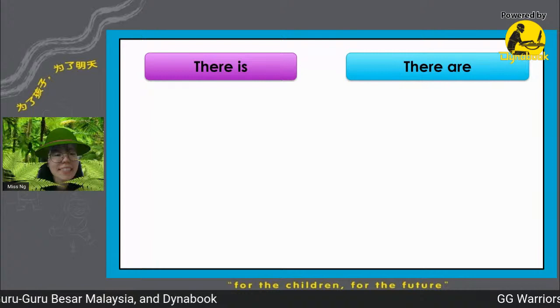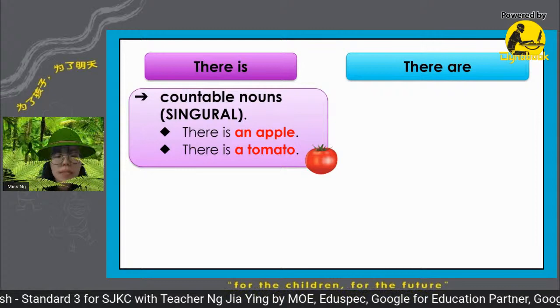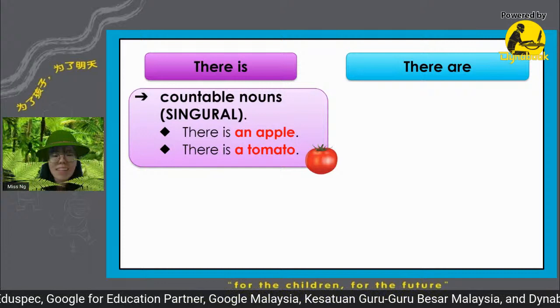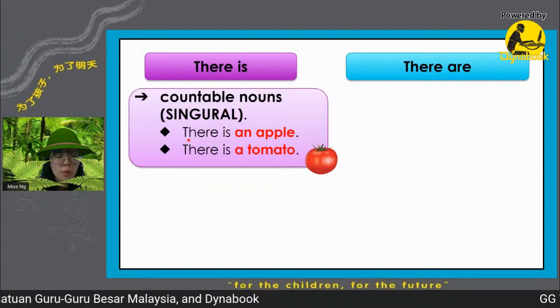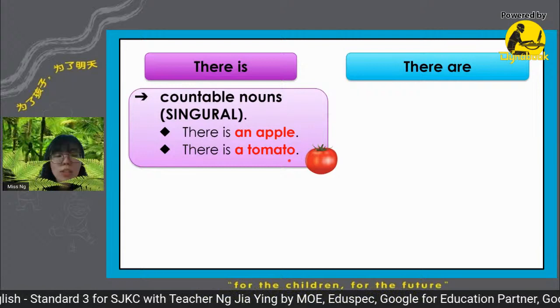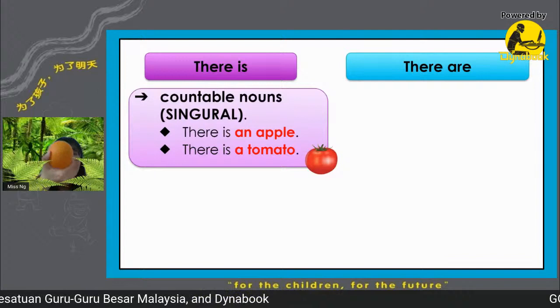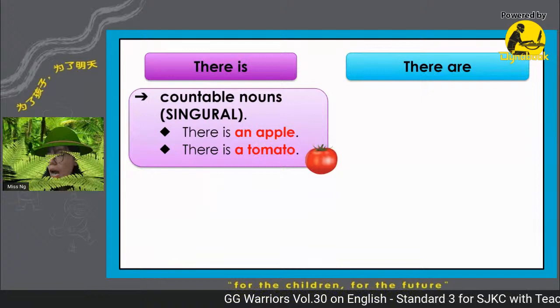So for there is, how do we use there is? So number one, we use it for countable nouns, singular. Okay, 那么刚才老师有提到了. So now what is singular? Singular means one. So for example, what do we have here? There is an apple. Okay, or there is a tomato. So only one. So for one that we can count, we are going to use there is. So another example would be there is an orange. One, okay? There is an orange. Okay, so now let's look into how we are going to use there is.